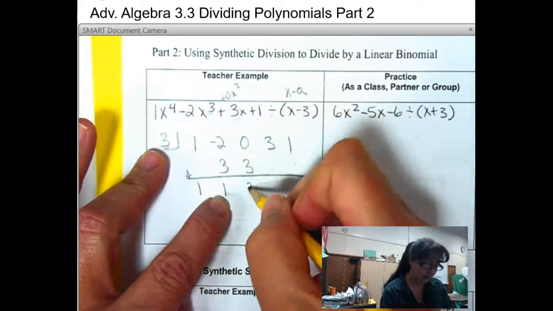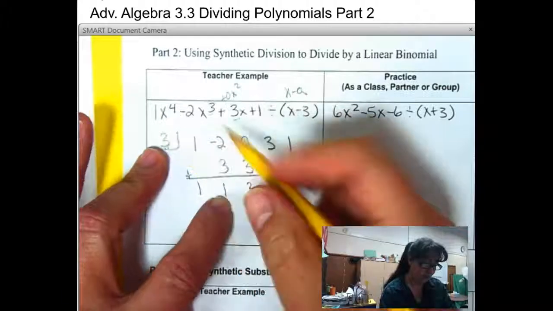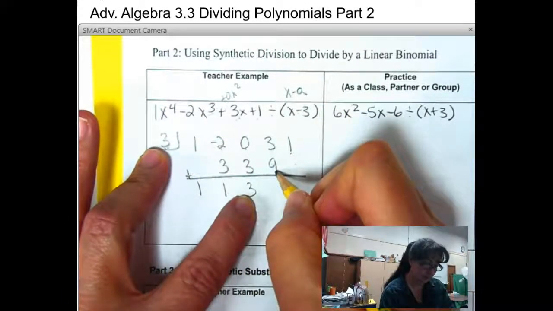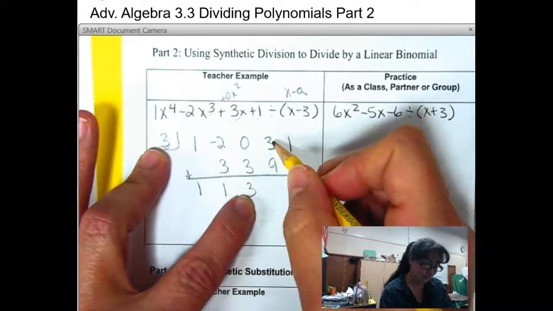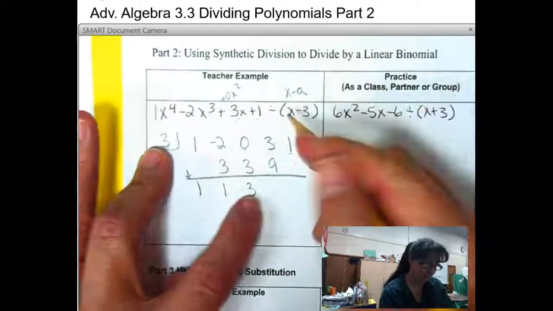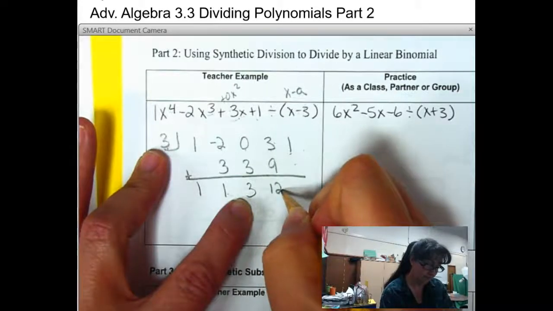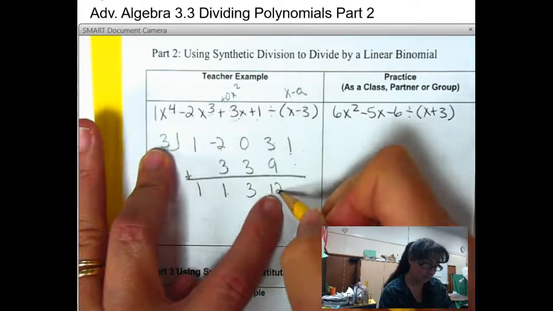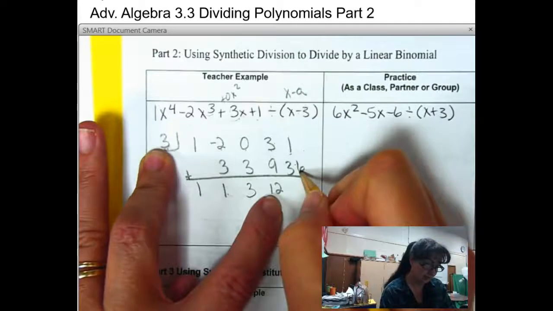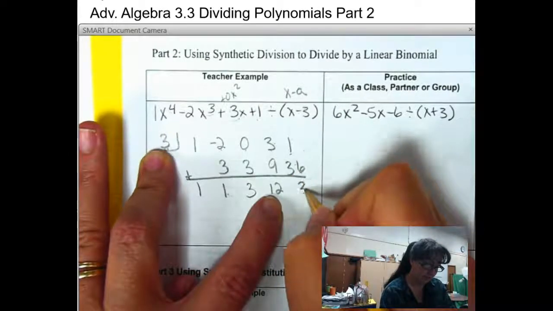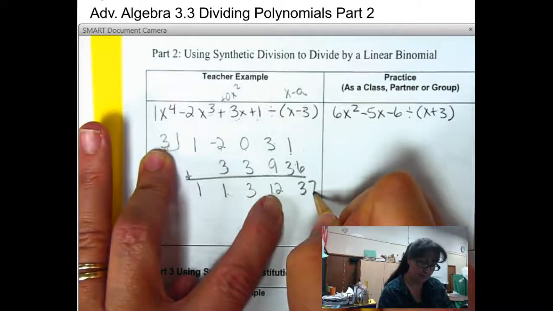0 plus 3 is 3. 3 times 3 is 9. And we're going to add. Oh, you know what? Nope, that's right. Then 9 plus 3 is 12. 3 times 12 is 36. 1 plus 36 is 37. Okay?